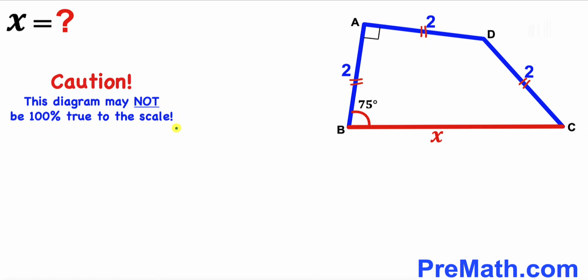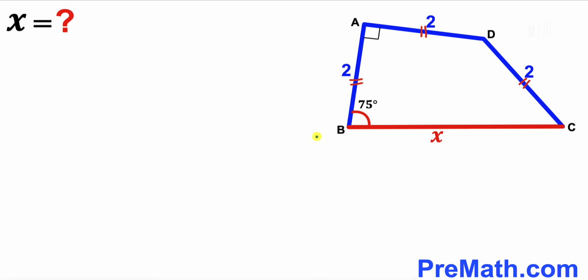Please keep in mind that this figure may not be 100% true to scale. Let's go ahead and get started. Here's our very first step. Since we are interested in calculating the side BC length, and our known angles are this angle of 75 degrees and this 90 degrees angle, our task is to find this angle BCD. So we are going to draw some auxiliary lines to make our job simple.